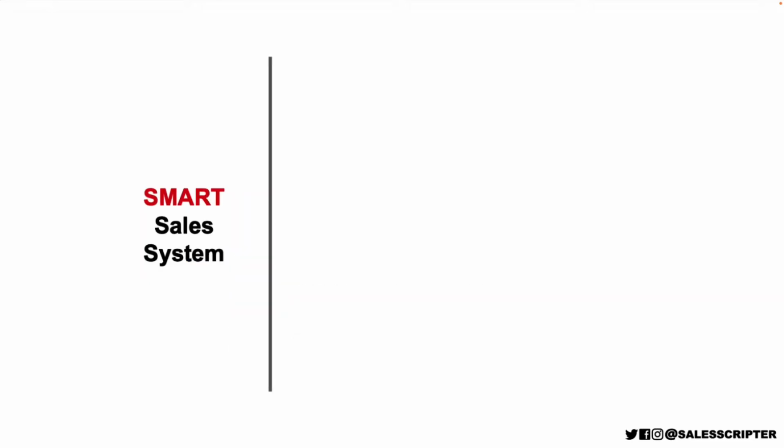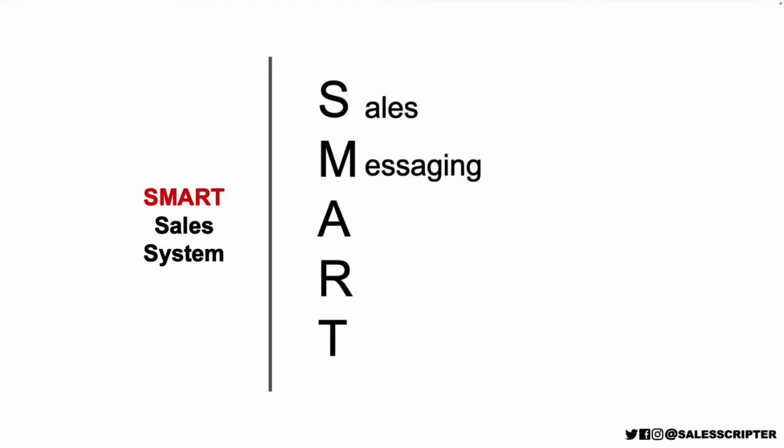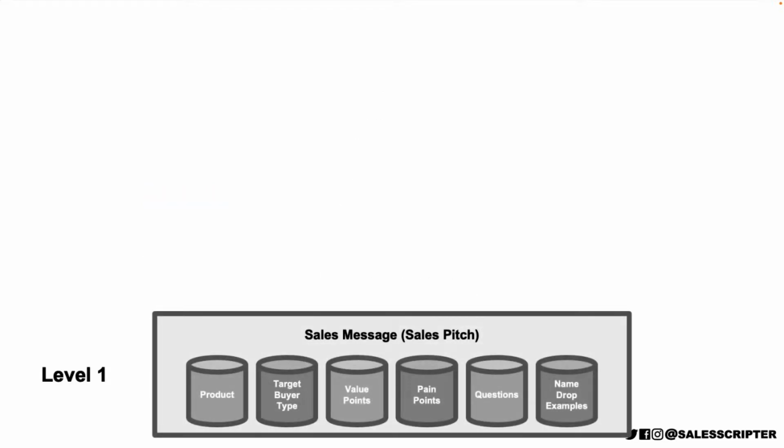If you like this and you want to learn more, everything I'm showing you here today is part of the SMART sales system. SMART stands for sales messaging and response tactics. And we call it the SMART sales system because it's a step-by-step system that you can implement for yourself or for your sales team. And level 1 of the system, the foundation of the system, is to create that sales message, which is a collection of all the key things that you should be communicating.